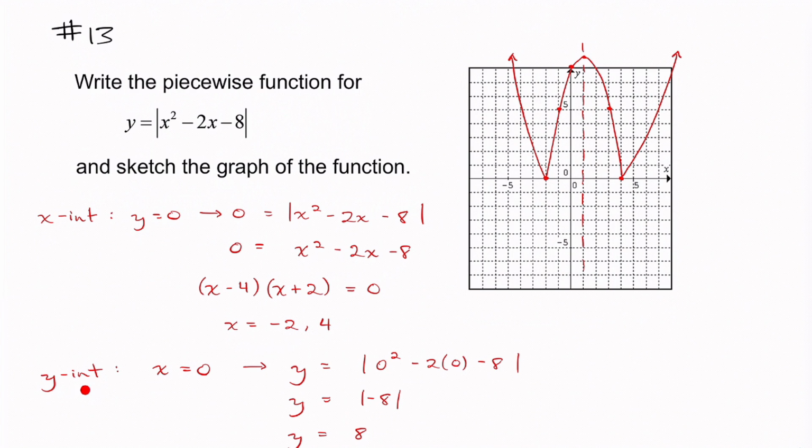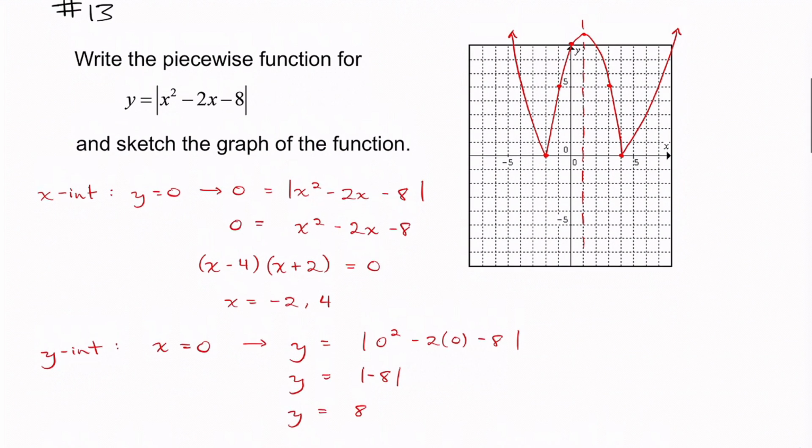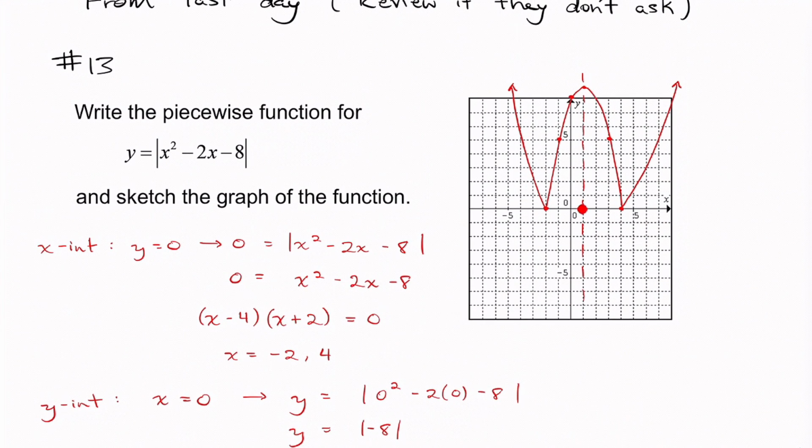The y-intercept is always easier. This is when x equals 0. So x in here changes to a 0. 0 squared minus 2 times 0, those will be gone. You'll just get -8, and -8 in absolute value is just 8. So you know the y-intercept is up here at 8. If you wanted to get some other points, I did when x equaled 1. I plugged that in up here and got 9. On my graph, if x is 1, y is 9, that's up here. That gave me the vertex point of the middle.